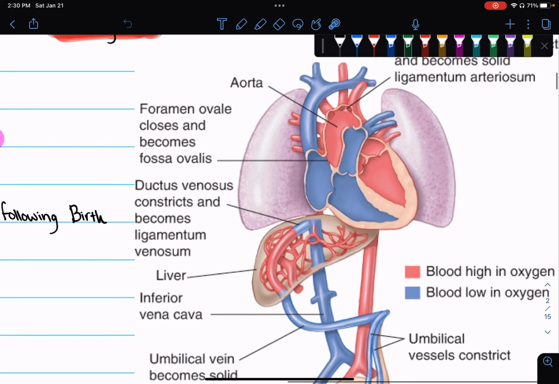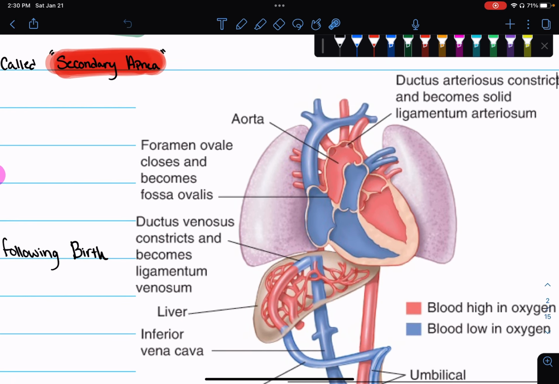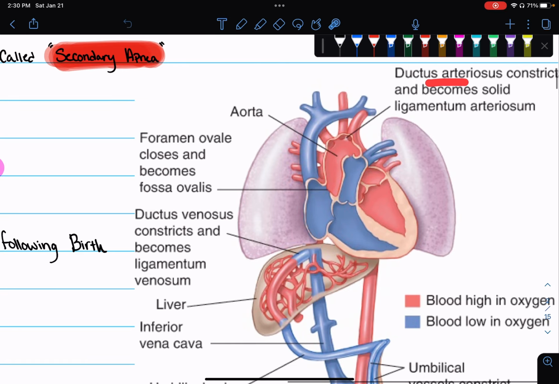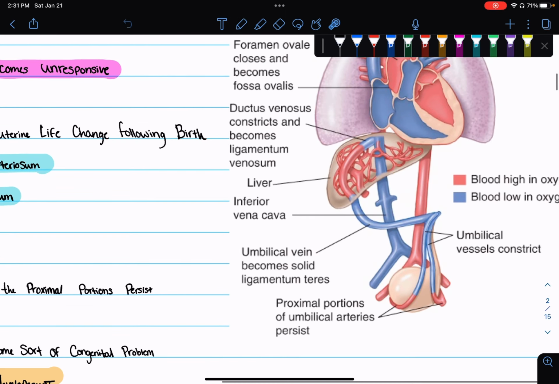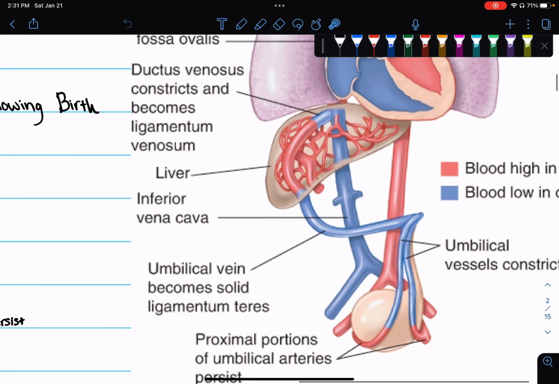We also have another shunt, which is going to be the ductus arteriosus. This is for if blood does go through the pulmonary trunk here, it's going to cross the border and go over into the aorta, into the peripheral circulation. We have one more here, which is going to be the ductus venosus, which is found right here in the liver.